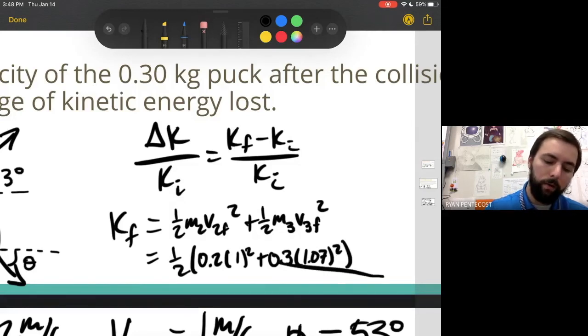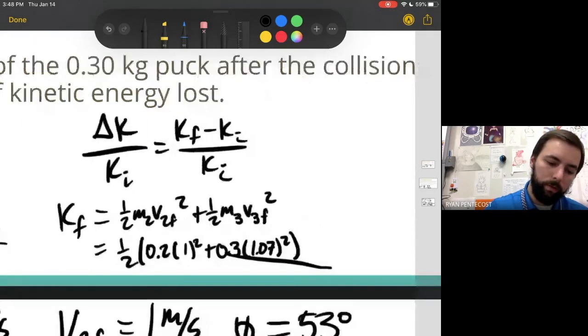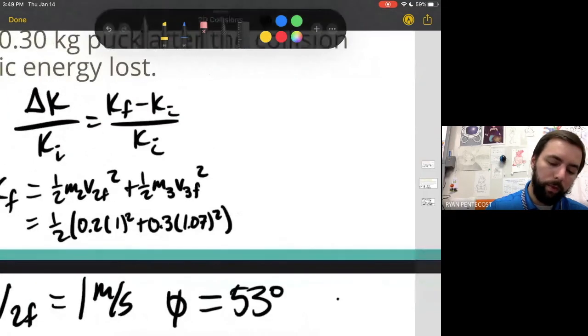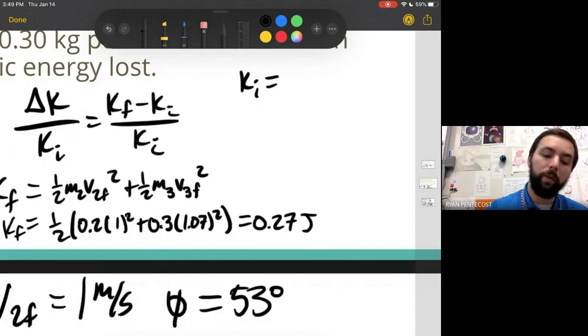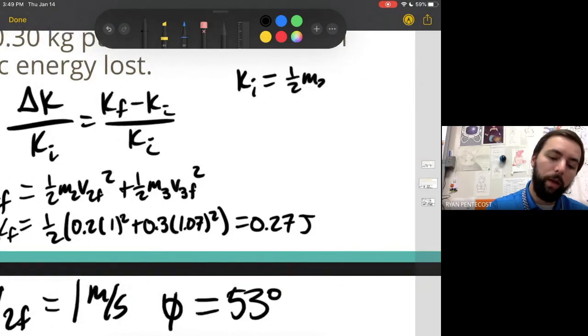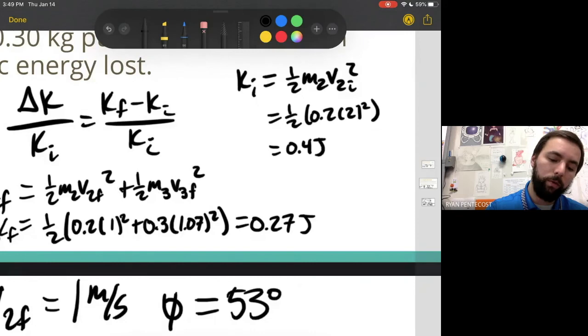That comes out to 0.27 joules. Okay, that is your kinetic energy final. Then if you need the K initial, remember M3 was not moving, so you just have 1/2 M2 V2 initial squared, which is 1/2 times 0.2 times its initial velocity of 2 squared, and that will come out to 0.4 joules for K initial.